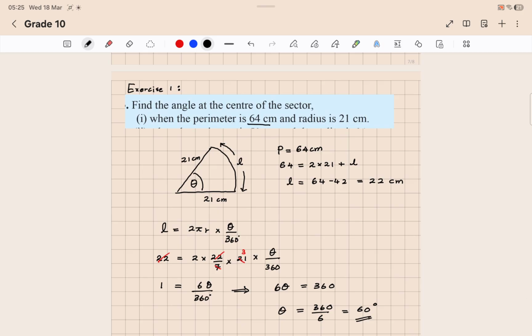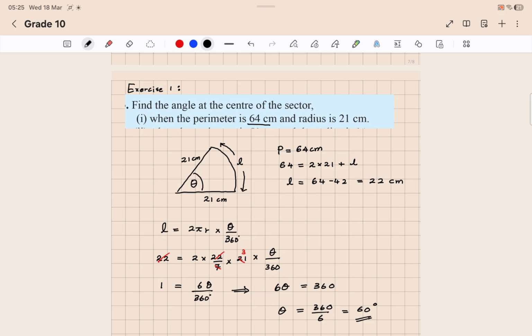This one, they gave the perimeter and the radius. We need to figure out the angle at the center. So to do that, first we needed to figure out the arc length, then we can use the arc length formula to figure out the angle at the center.